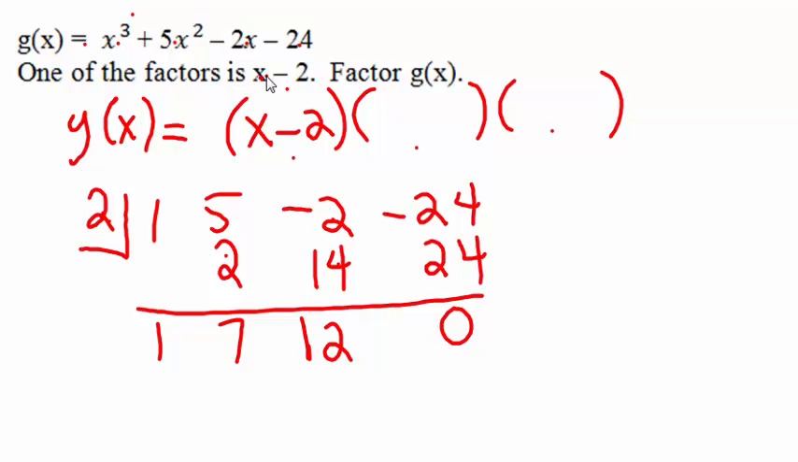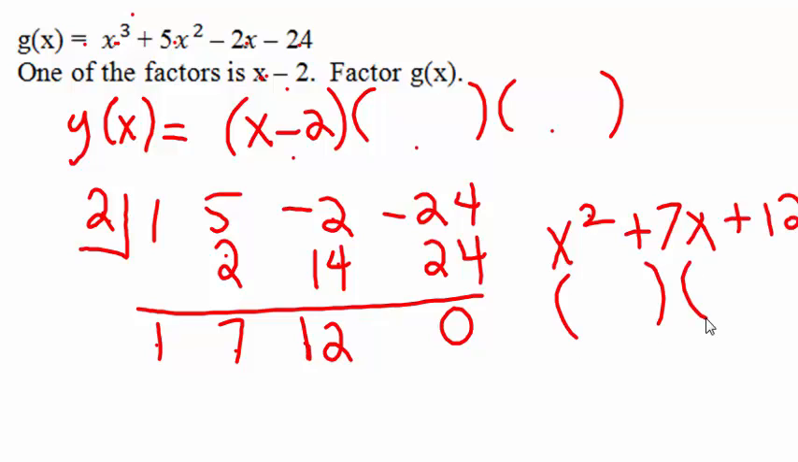The way I interpret the remaining numbers is that this is 1x squared, because we always have an answer that is a degree 1 less than the original problem. So this is x squared plus 7x plus 12. This is a degree of 2. It will factor by quote-unquote unfoiling it.